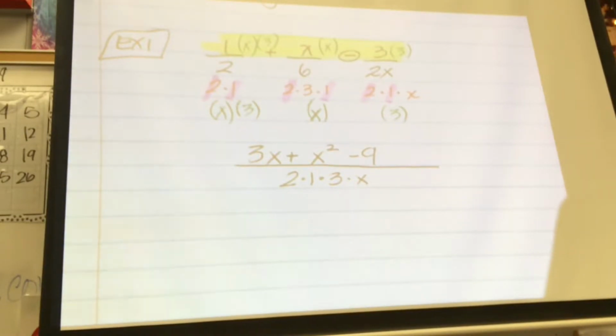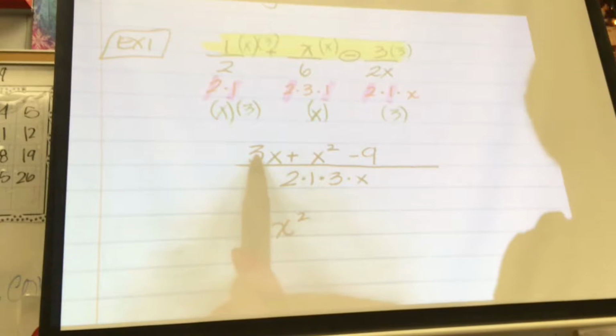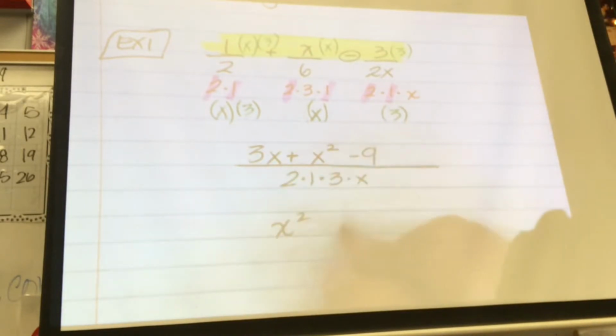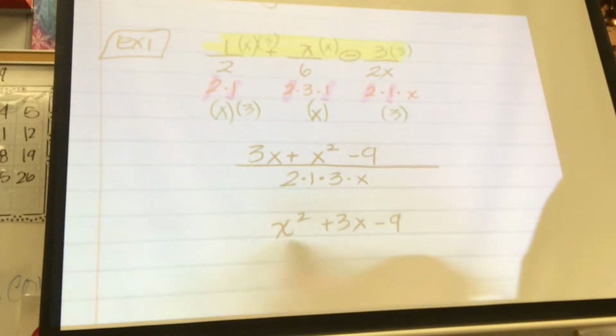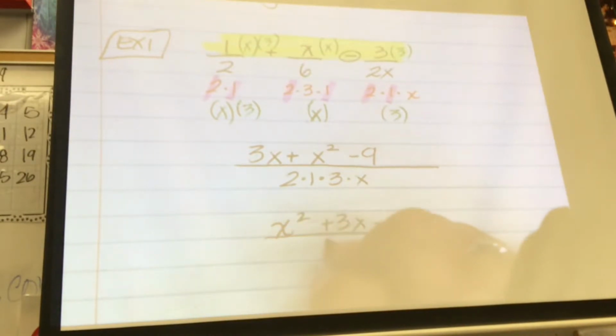9. Now, is this typically the way we write the polynomials? No. What should I write first? So I have x squared. What sign is that 3x, positive or negative? So keep it positive. 3x minus 9, all over. Now I'm going to clean it up. What is 2 times 1 times 3 times x? 6x.